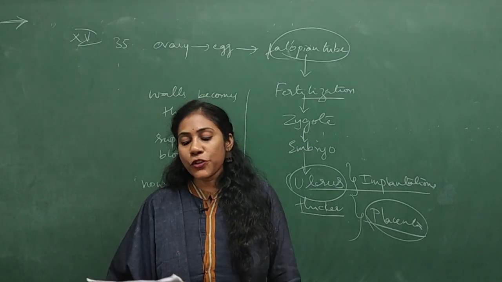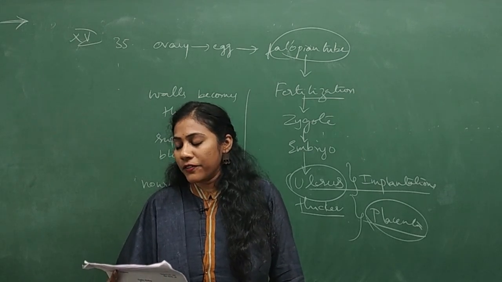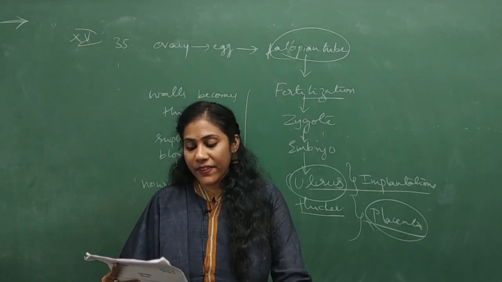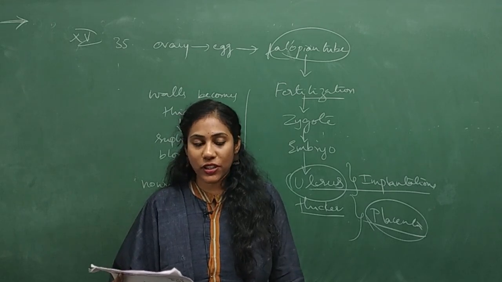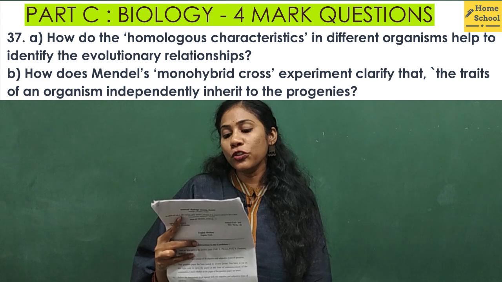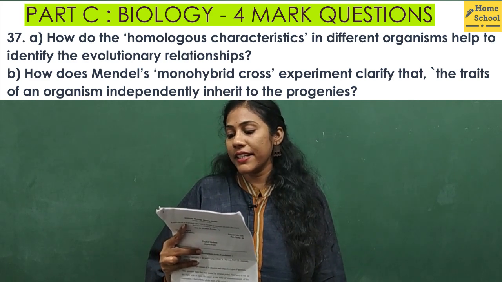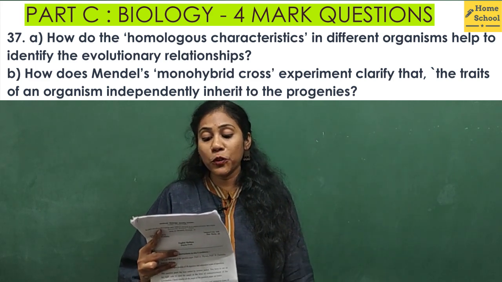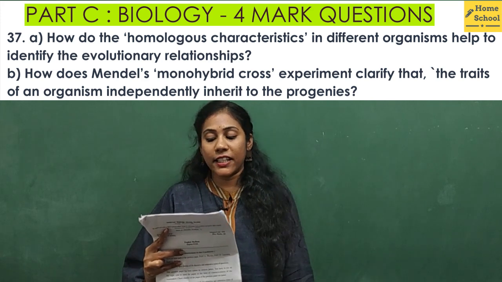Fine. Let us go for the last main section, which is the 4-mark questions, the 37th question and the 38th question. The 37th question has 2 sub-questions. First one, how do the homologous characteristics in different organisms help to identify the evolutionary relationship?